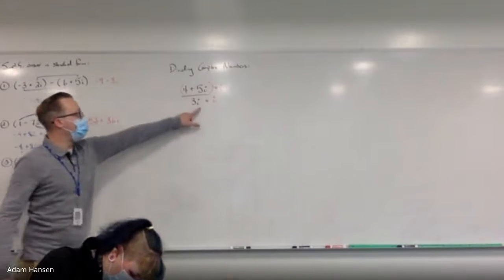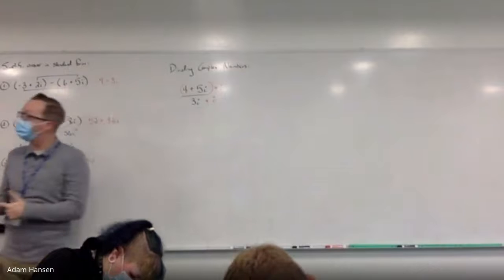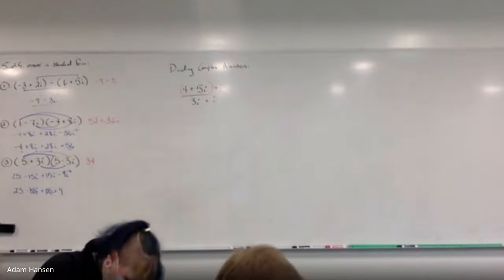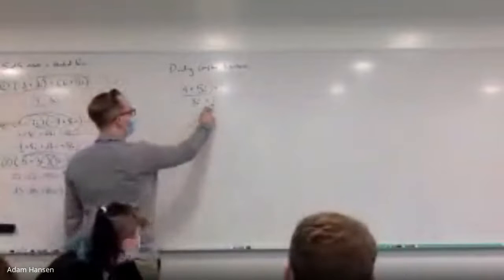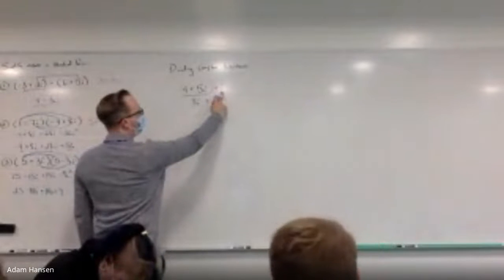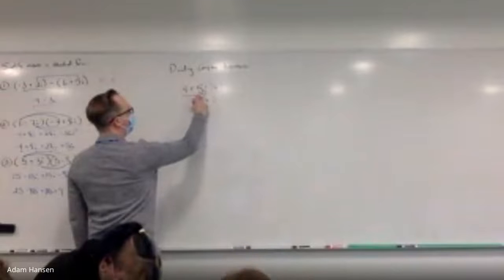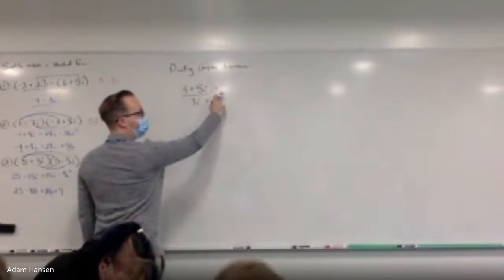I'm going to multiply 3i times i, because then that's going to turn into a real number. 3i times i is 3i squared, which we know is going to be a real number, because i squared is really just negative 1. If I multiply times i to the denominator, make sure you multiply by i to the numerator. Both the 4 and 5i need to be multiplied by i as well.